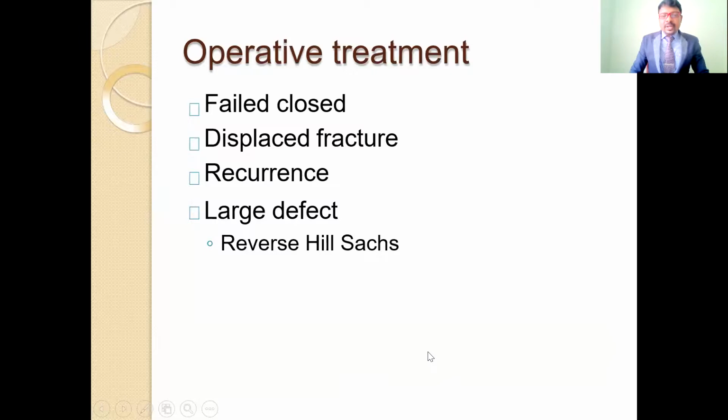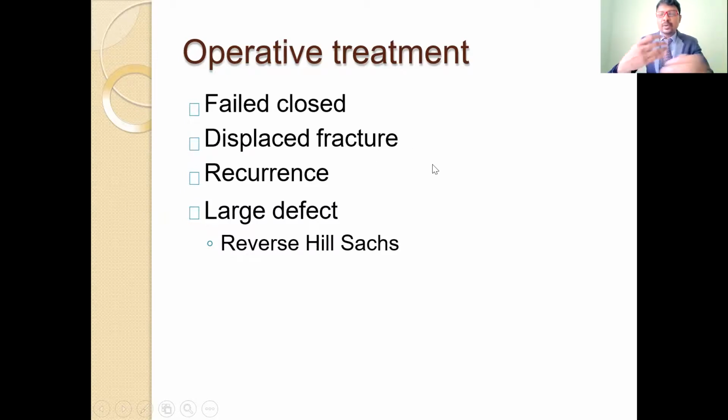So in case of any abnormality, if it's not reduced properly, operative treatment will be needed in case of failed closed reduction methods. So in closed reduction failure, or in case of displaced fractures, in case of recurrence, or in case of a large defect, such as the reverse Hill-Sachs lesions. These are the special indications for surgical management.